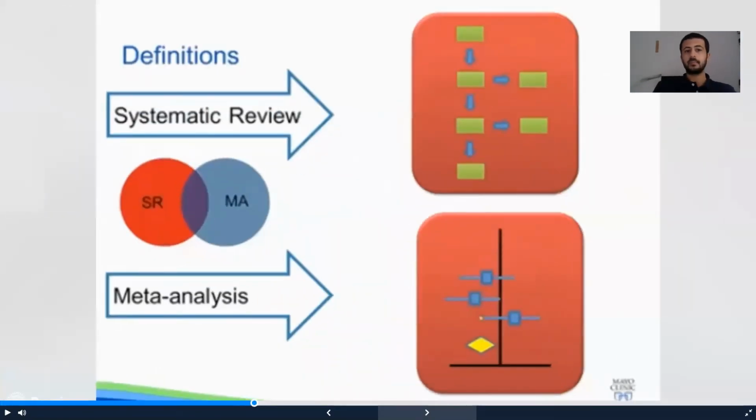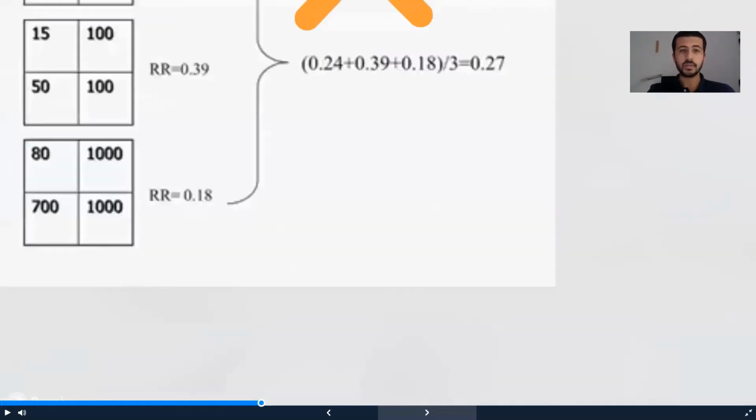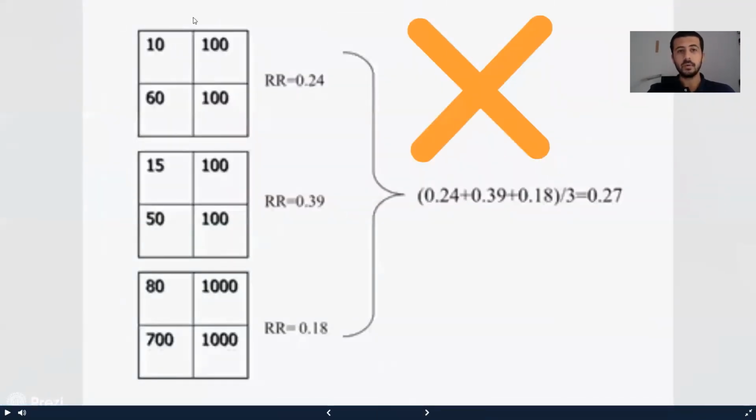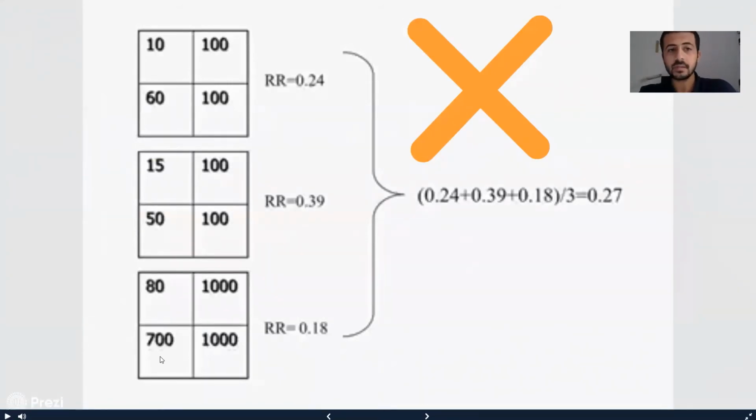Okay. We have a systematic review. They gathered all the RCTs, and we said that we might proceed to do a meta-analysis, we might not. So if we have this chance, we should have numbers extracted from each study. What do these numbers mean?